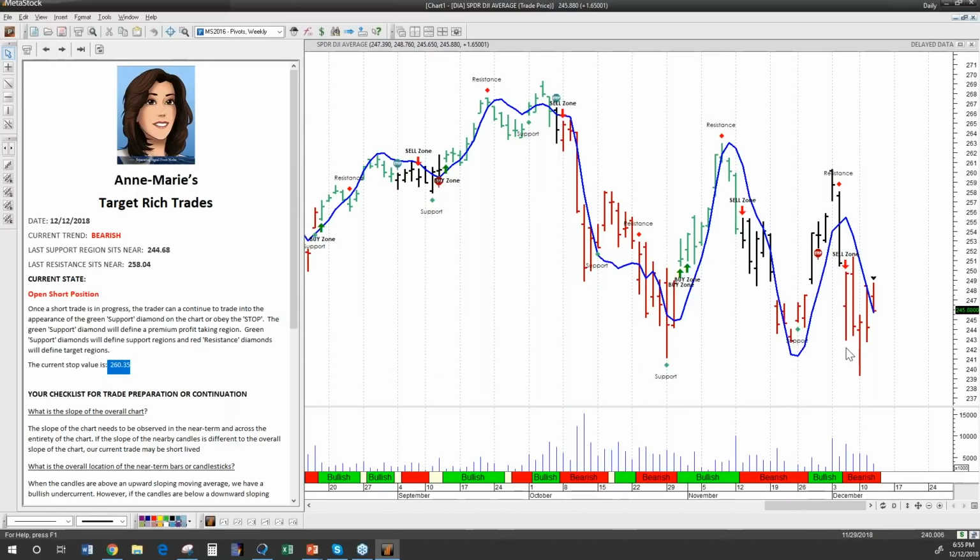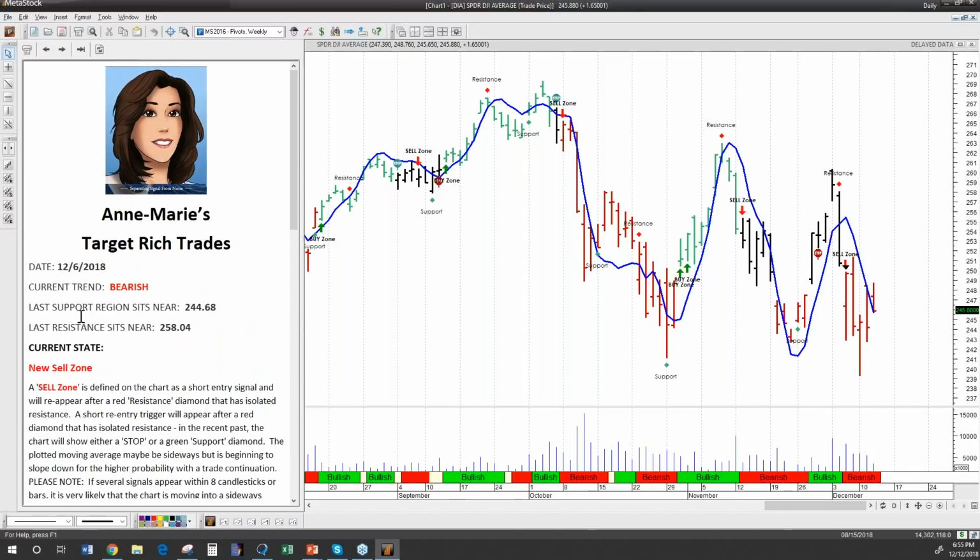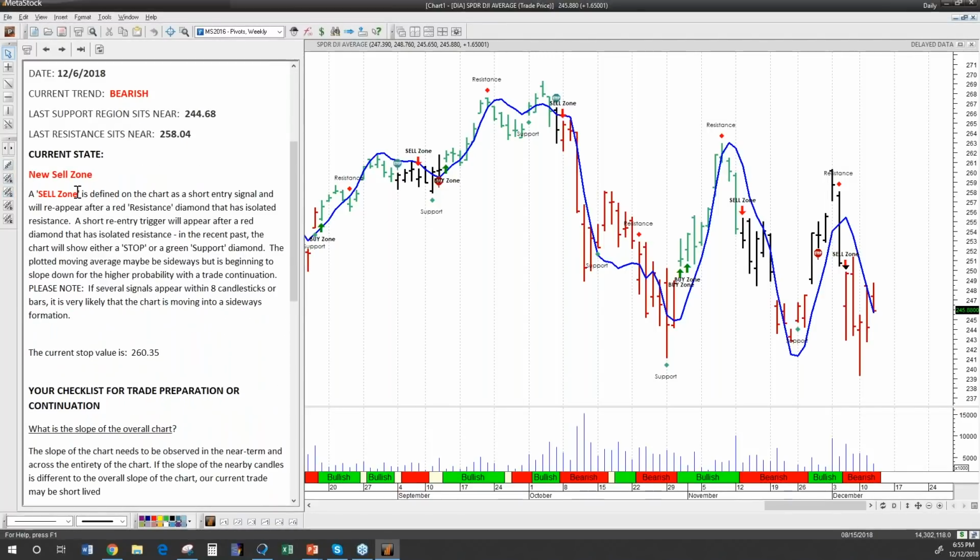If I move this arrow around, it's going to look at a different day for us. So if I wanted to look at what we said during this initial sell zone, it would tell us there's a new sell zone on the chart. I'm just going to scroll in on this so you can see what it's saying. A sell zone is defined on the chart as this: it will appear after a red resistance diamond that has isolated resistance. A short re-entry trigger will appear after a red diamond that has isolated resistance. In the recent past, the chart will show either a stop or a support diamond.